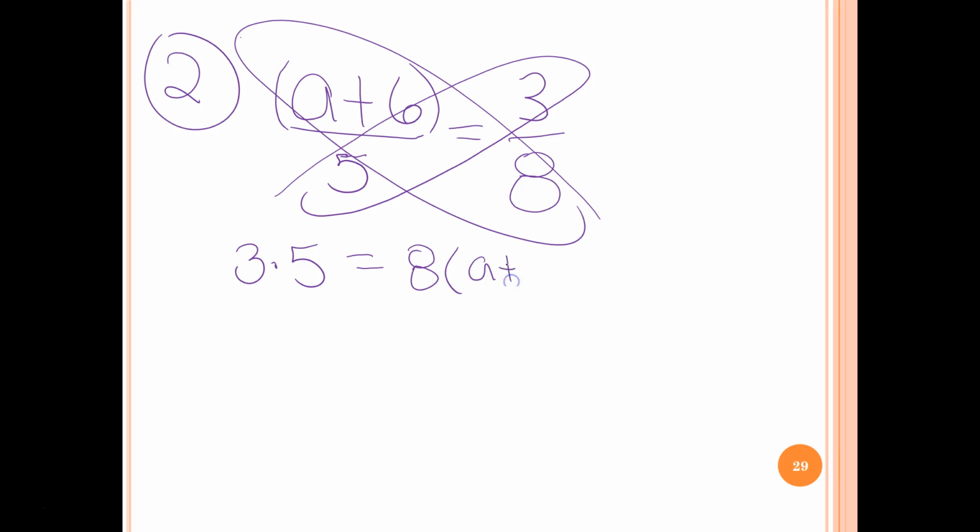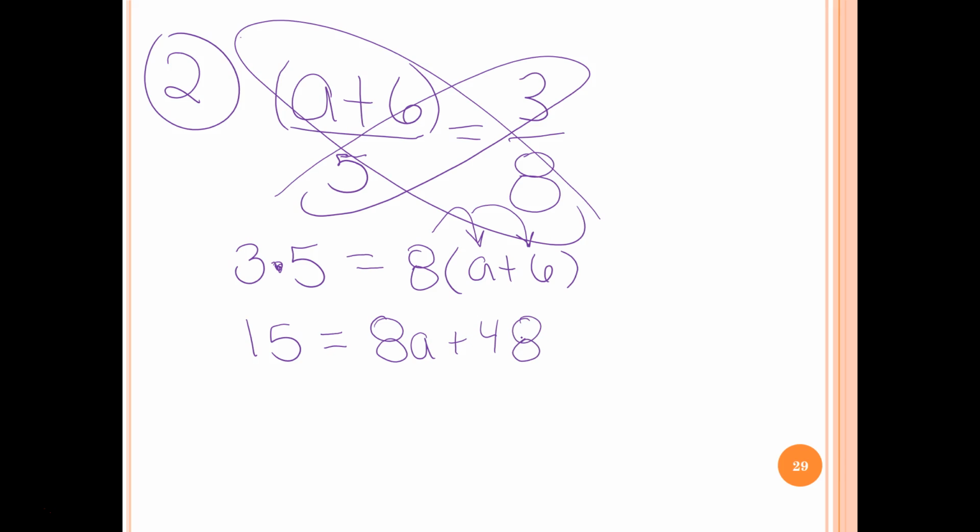I'm going to write it as 8 times (a plus 6) to make it easier to distribute. At least I feel like it's easier. You may be fine with writing (a plus 6) times 8, your preference. So we have 15 equals, and if we go over to the other side, we have to clean up this side as well by removing those parentheses through distributing our 8. 8 times a is 8a, and 8 times positive 6 gives us 48.